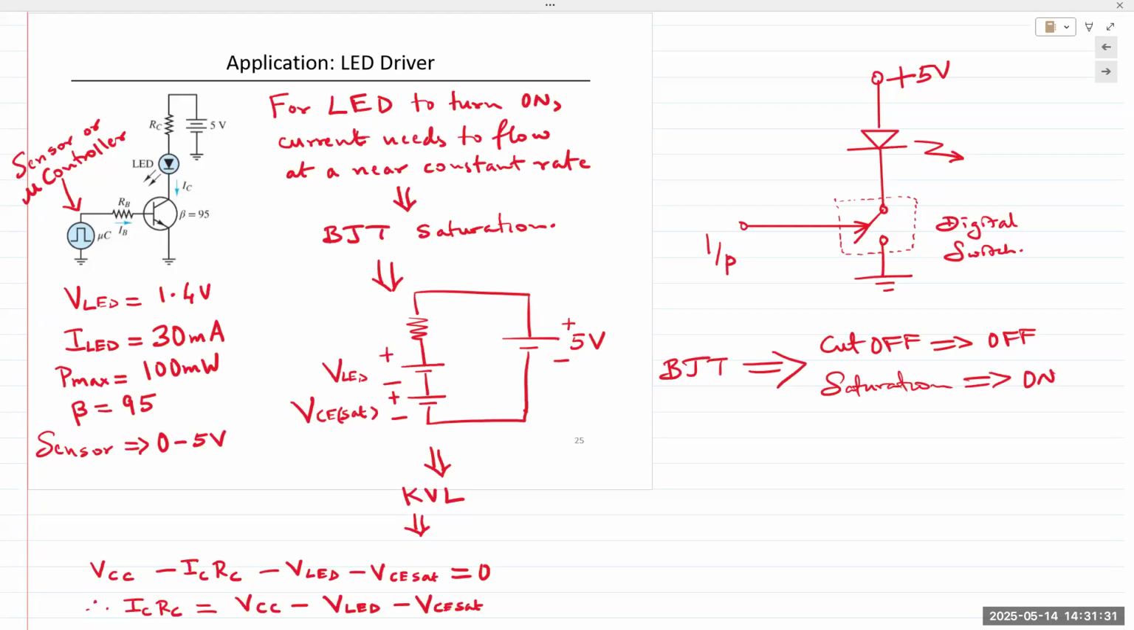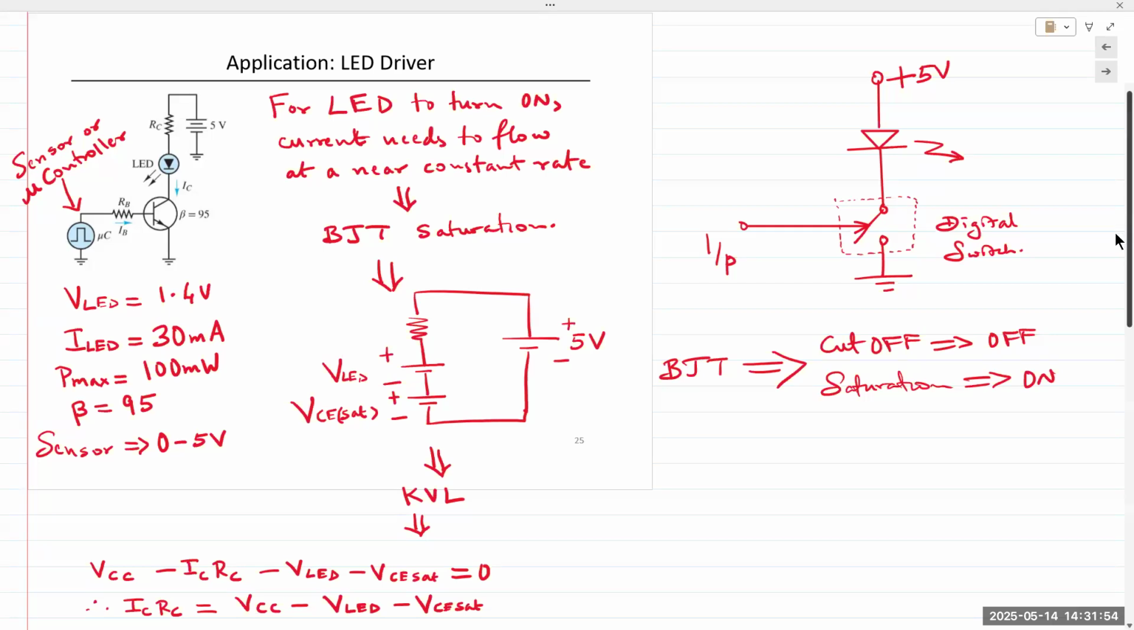So we want the transistor to supply a constant amount of current going through. So the obvious conclusion is the transistor should operate in the saturation region. We do not want to use it as an amplifier. We want to use it as a constant current source, meaning in the saturation region.